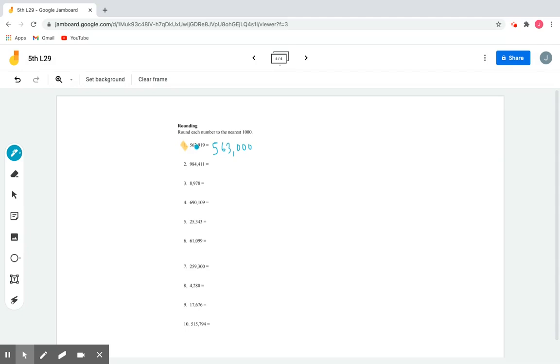Since we rounded up, the 919, these three numbers become zeros, and then 2 becomes 3. So this will be the final answer.